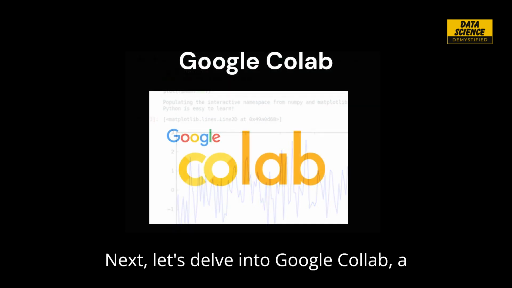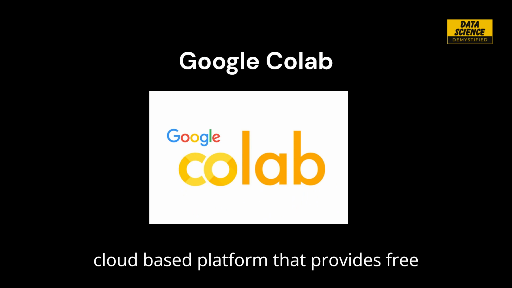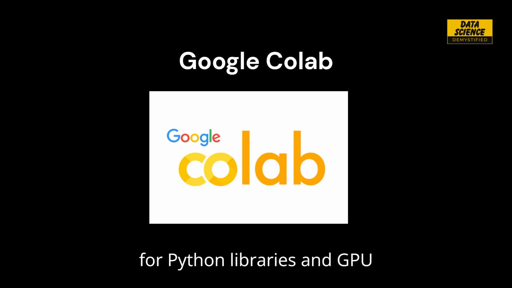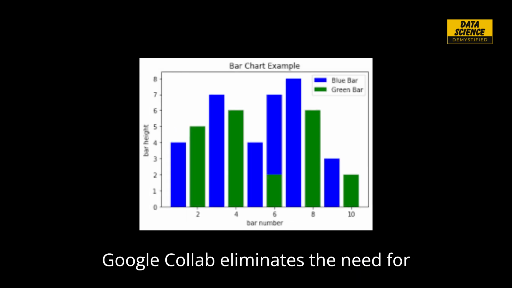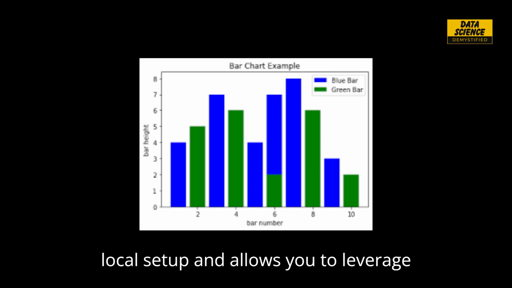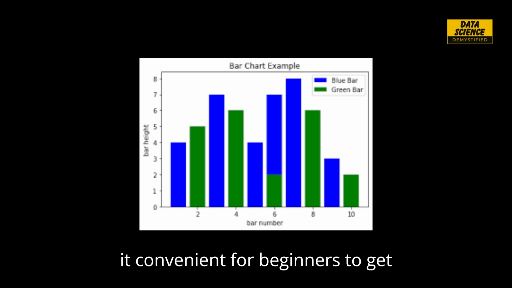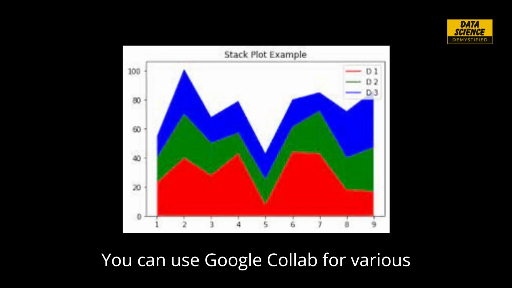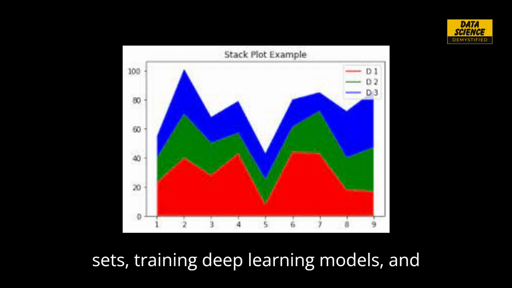Next, let's delve into Google Colab, a cloud-based platform that provides free access to notebooks with built-in support for Python libraries and GPU acceleration. Google Colab eliminates the need for local setup and allows you to leverage Google's computational resources, making it convenient for beginners to get started with data science. You can use Google Colab for various data science tasks, such as analyzing datasets, training deep learning models, and collaborating with peers.